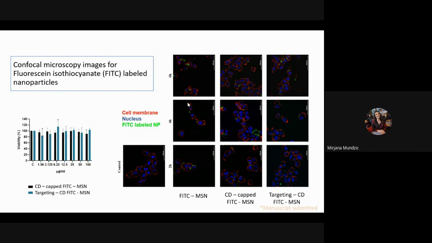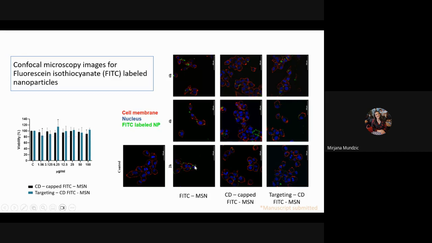This is again some, let's say, biological stuff, but I think it's really important. These are the results from the confocal microscopy when we labeled the nanoparticles with fluorescein isothiocyanate. So here are the FITC-labeled MSNs. These ones are the same, but they are capped with the cyclodextrin, and these ones have the additional chlorotoxins.